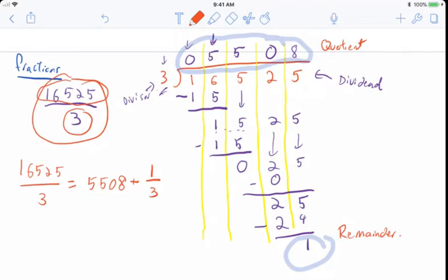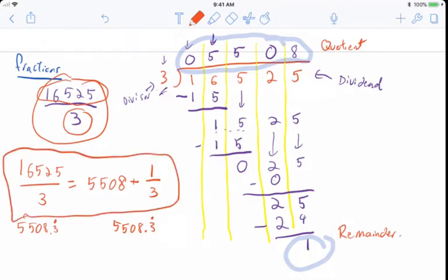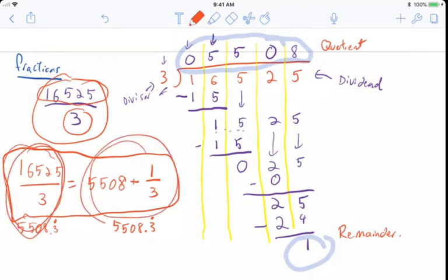And I can calculate them both. Let's see, 16525 divided by 3 on my calculator is 5508.3 repeating. 5508 plus 1 divided by 3 is 5508.3 repeating. These are definitely the same number, and that's the point. So long division allows me to rewrite this improper fraction in terms of this mixed number. And that's the idea.